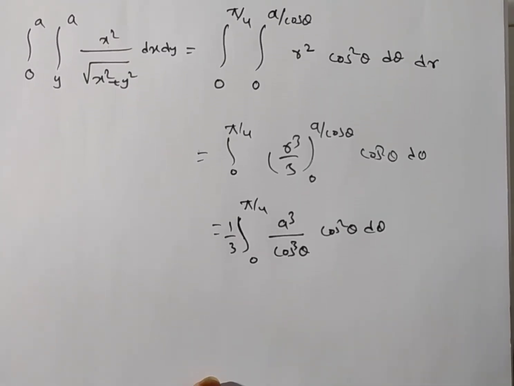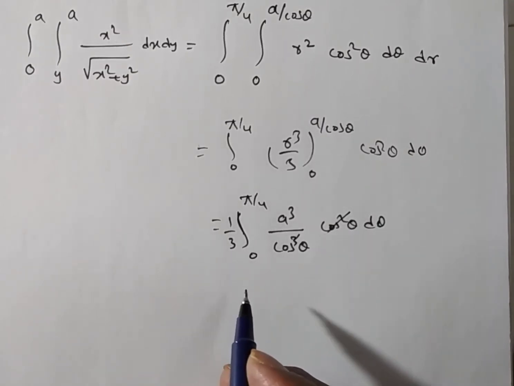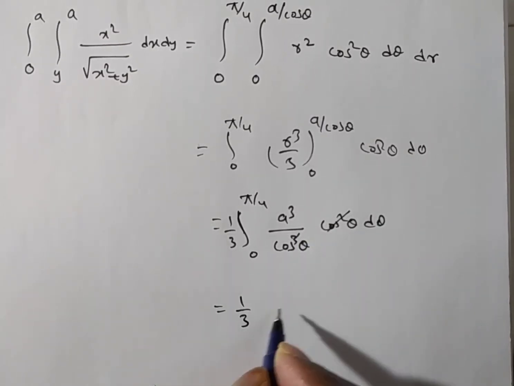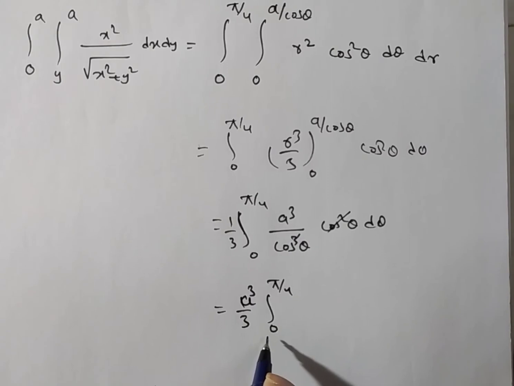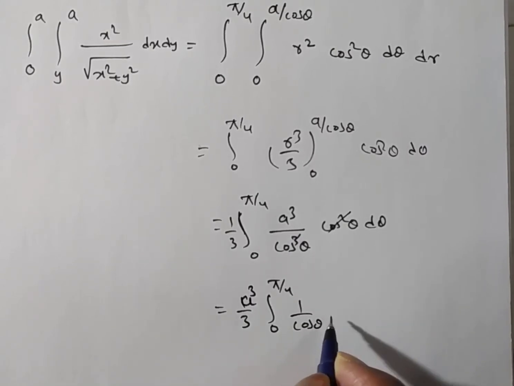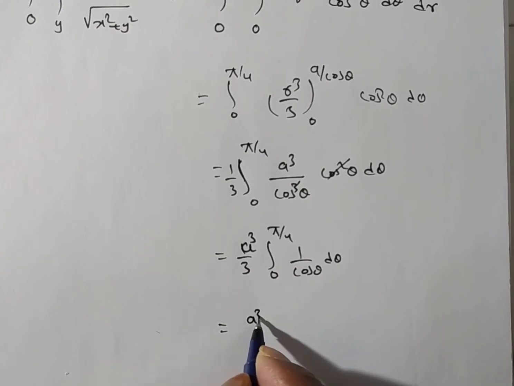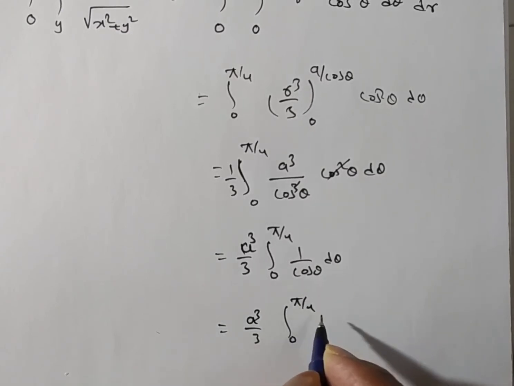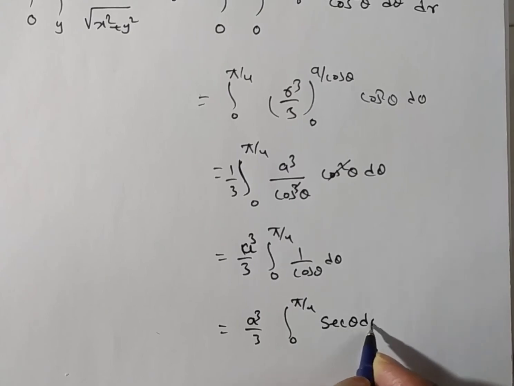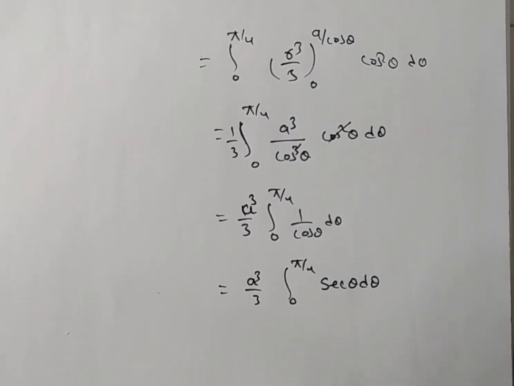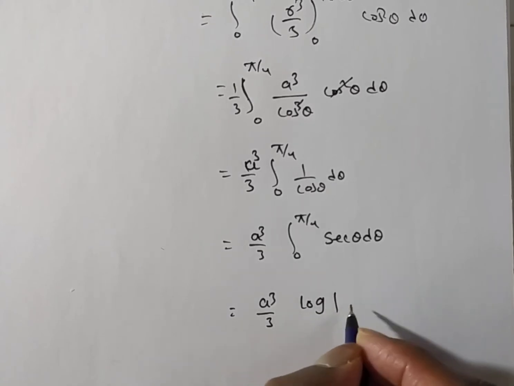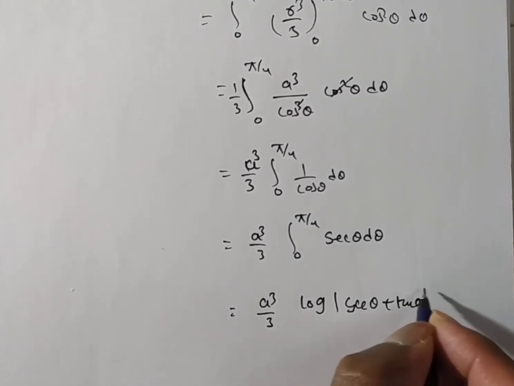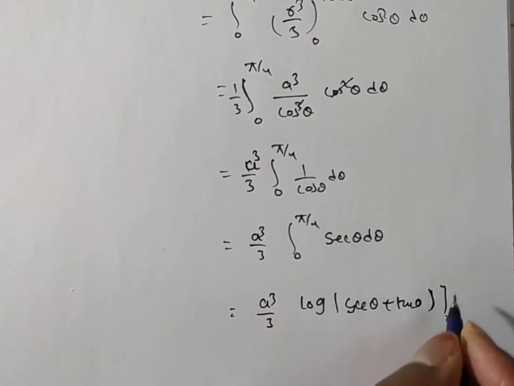So in the numerator cos square theta and in the denominator cos cube theta get cancelled, then you will have in the denominator cos theta only. So A cube is also a constant, I can write it outside. A cube by 3, integral from 0 to pi by 4, 1 by cos theta d theta, which is nothing but secant theta d theta. So what is the integration of secant theta? Log of modulus of secant theta plus tan theta. So A cube by 3 times log of secant theta plus tan theta, limits from 0 to pi by 4.